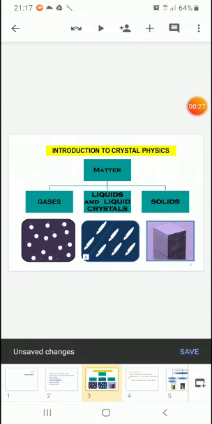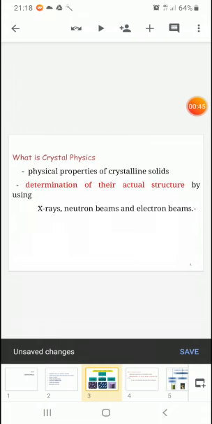Friends, in the introductory part, we have to see introduction to crystal physics. We know that matter is divided into three parts such as gases, liquids and liquid crystals, and the third one is solids. Then the question will arise, what is crystal physics? Physical properties of crystalline solids, determination of their actual structure by using X-rays, neutron beams and electron beams.